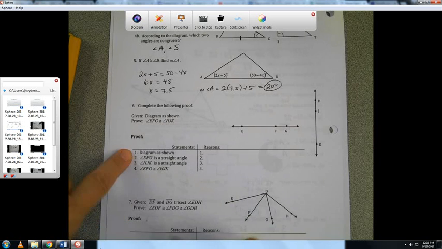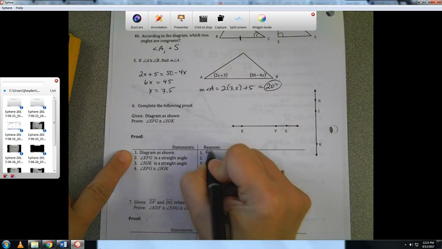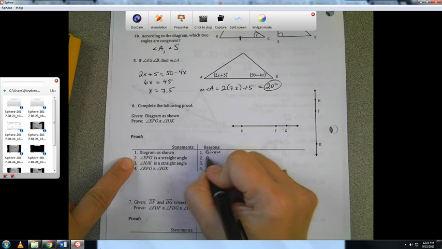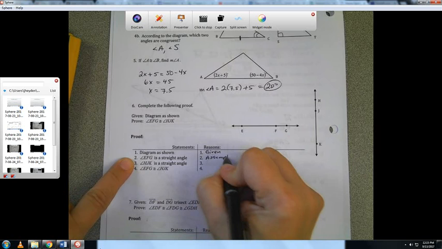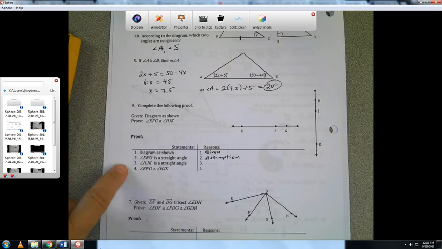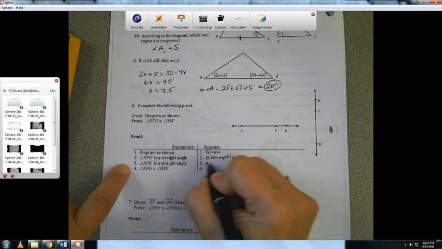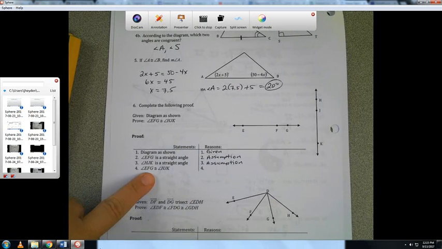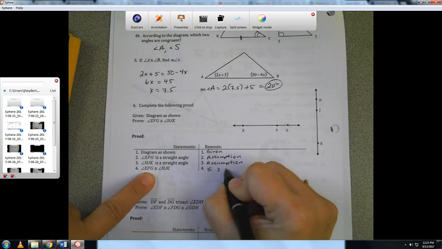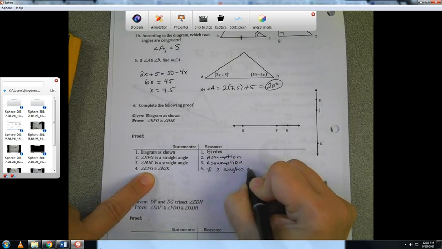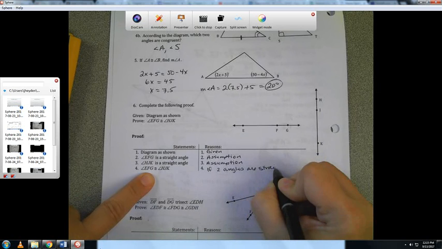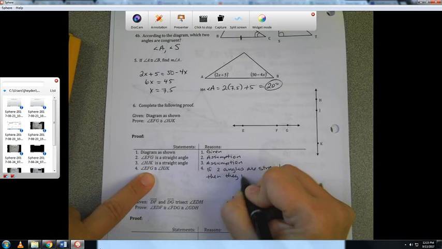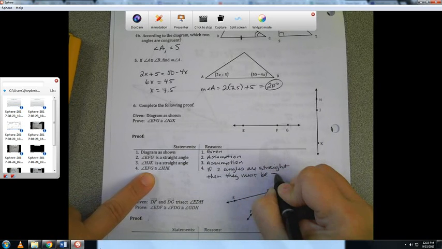Statement 1, given. Statement 2, EFG is a straight angle. You can assume that from the diagram, or you can just write the word assumption. 3, straight angle, assumption. And so now they're congruent because if two angles are straight, then they must be congruent. And that's it for that one.